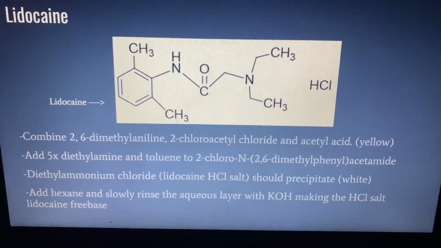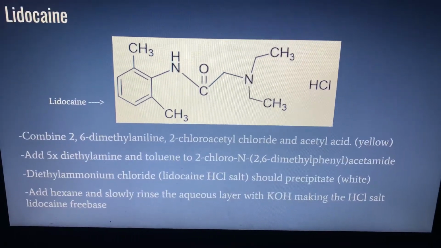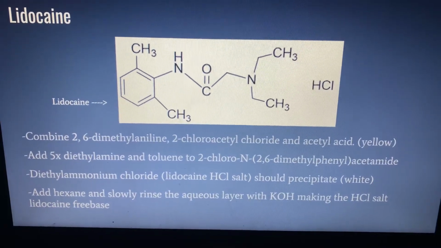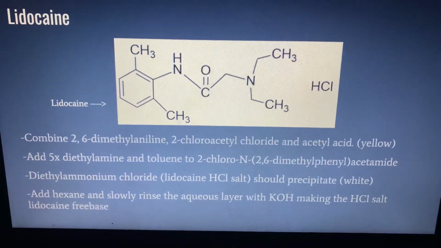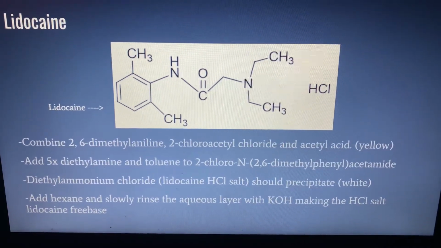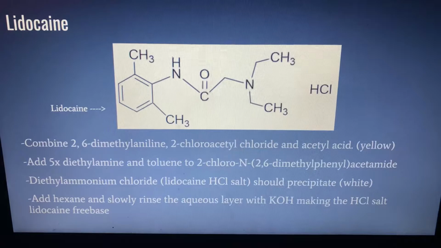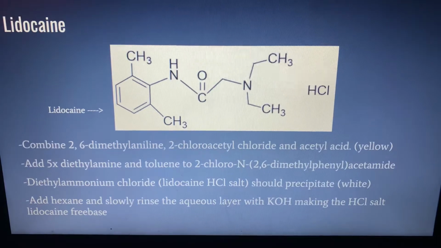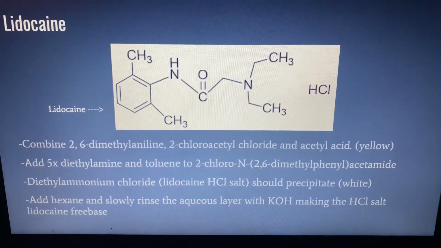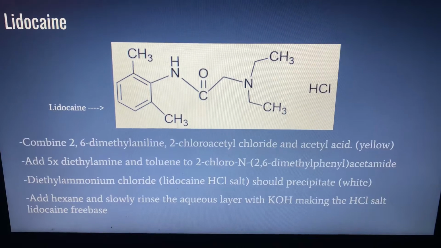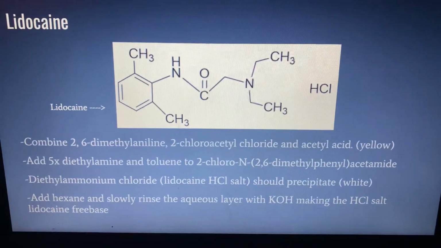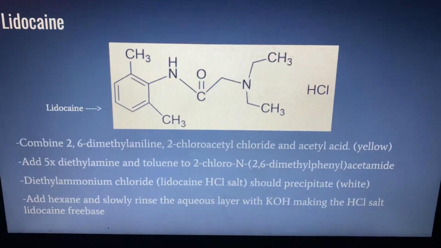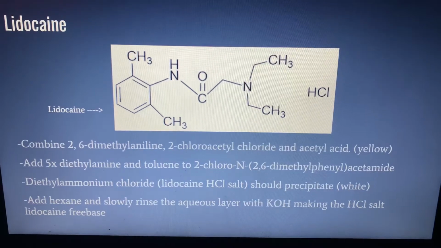After the 4 minutes is over, you then want to add about 5 times the amount of dimethylamine and toluene to your 2-chloroacetamide. And you're going to add hydrochloric salt into that mixture too. And when you put that all into the flask and put it into an ice bath, you should see a white precipitate start to form.